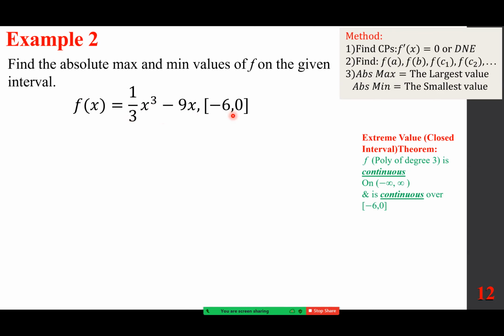Now let's go with the methodology, which says find f prime of x. 1/3 times 3x squared makes it x squared minus 9. Then it says, look where f prime is 0 or doesn't exist. So first and foremost, we set it equal to 0, which means we need to factor it. (x plus 3)(x minus 3).